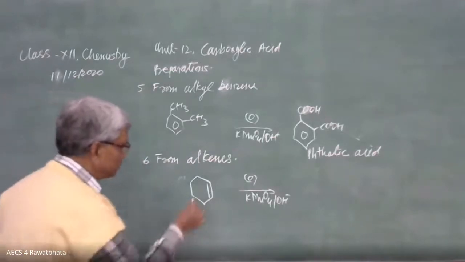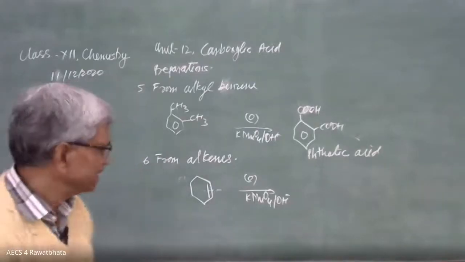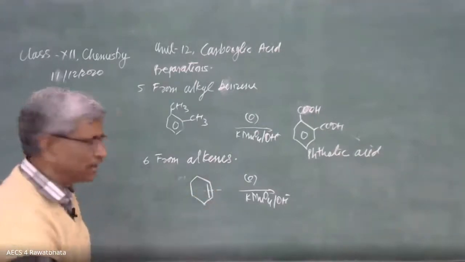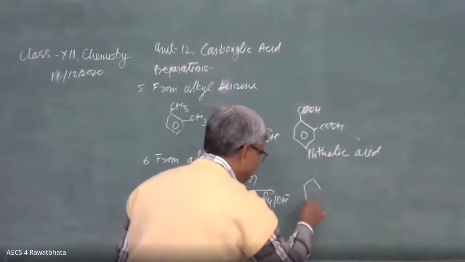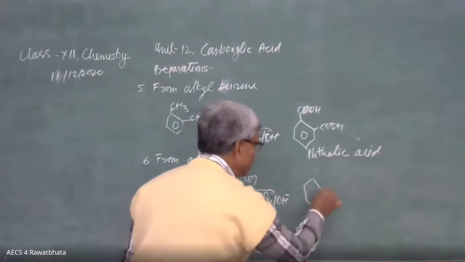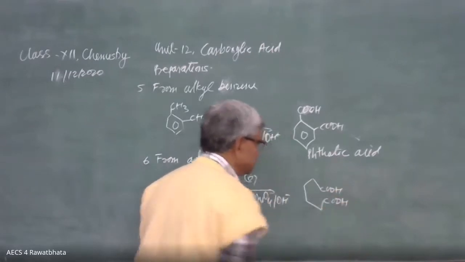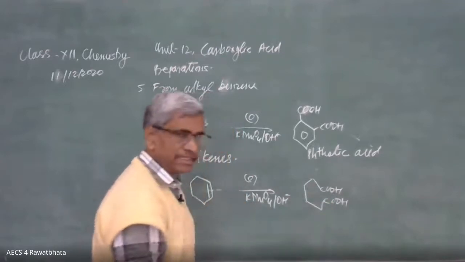This double bond is broken completely. Hexane 1,6-dioic acid. Yes, beta. Yes, it is correct. You are 100% correct. Here, this carbon is going to change into carboxylic carbon. Here, the product is like this. We can write it in this way also. Here is COOH and here is COOH. Carbon atoms 1, 2, 3, 4, 5, 6. That's why it is hexane.